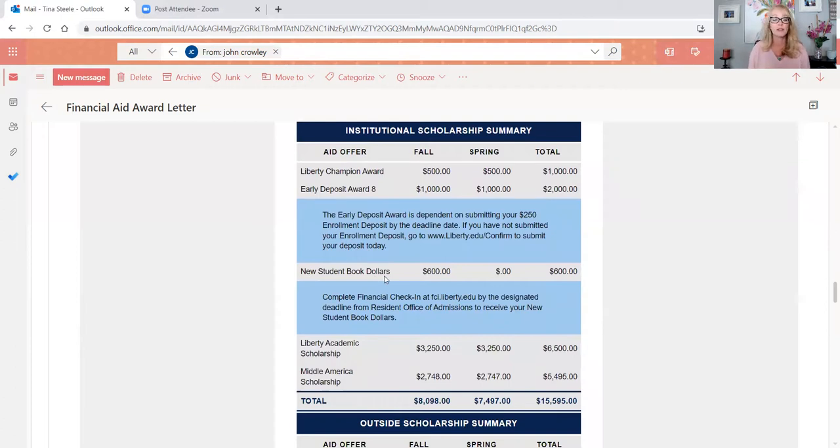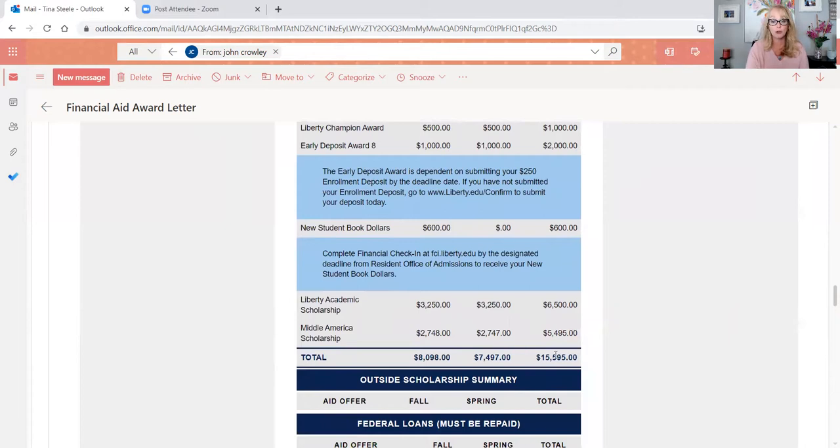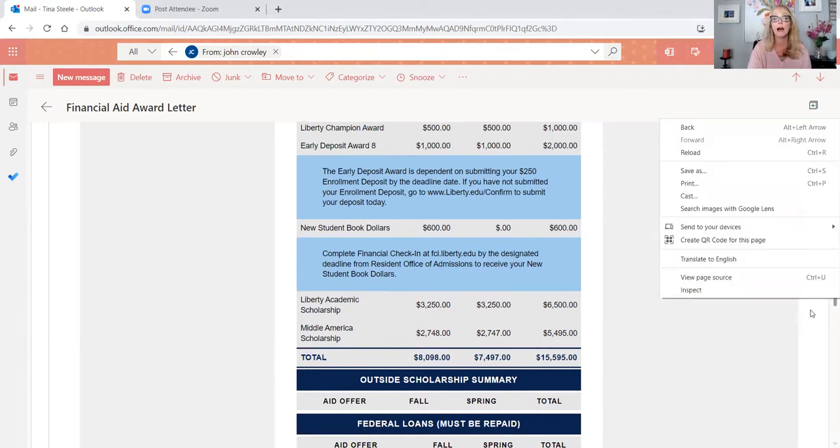New student book dollars is just a credit this particular college is giving the student each semester for their books. And then the Liberty Academic is going to be the merit scholarship outlined each semester. In this particular case, it's about $6,500. Merit scholarships can vary significantly from college to college. They can be anywhere from a few thousand dollars, and I've seen them all the way up to like $30,000 a year. It just depends on where the student falls with their GPA and test scores and how much merit scholarship money the colleges have to offer. So then they are going to give you a total of the institutional scholarship money, which is just under $16,000 for the year. Then they're going to move into other financial aid offers.